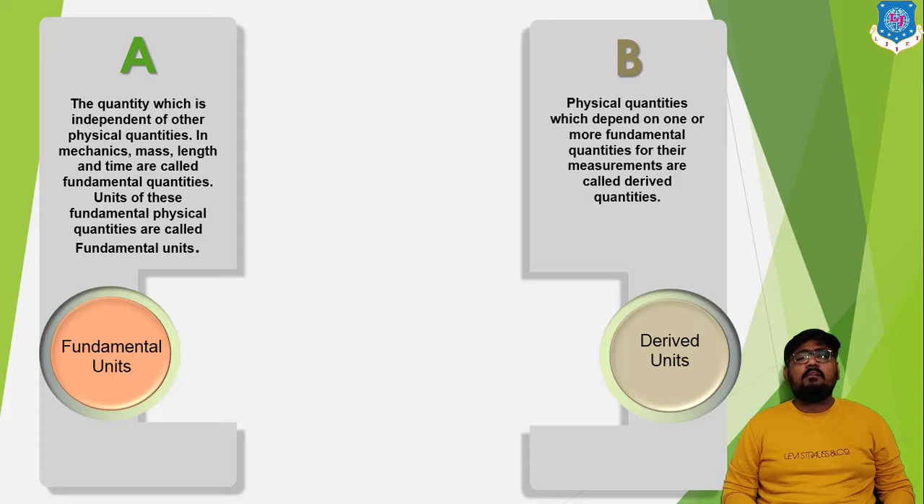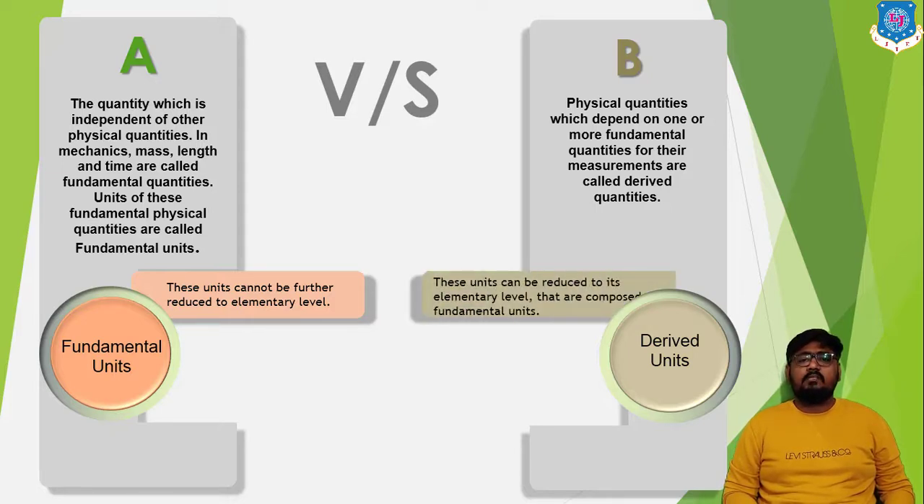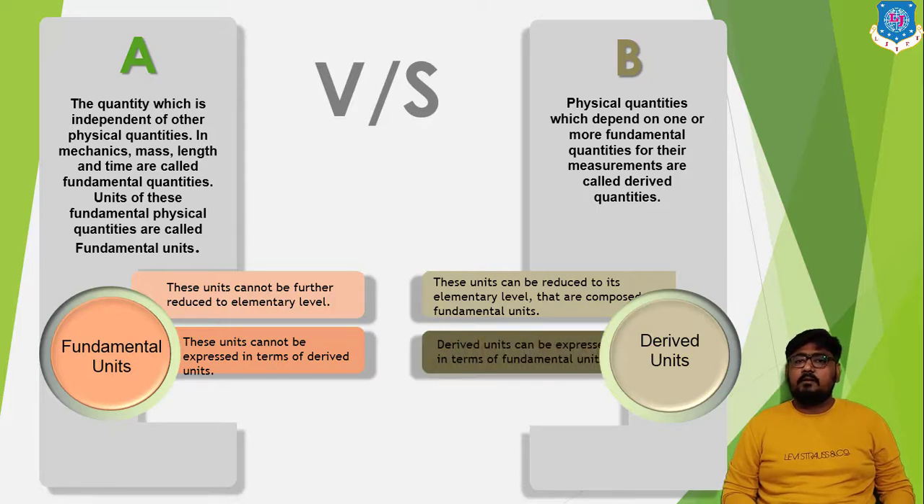Let us take a comparison between fundamental units and derived units. Fundamental units cannot be further reduced to an elementary level. If we talk about mass, there is no subpart. But if we talk about the newton, it can be written as kg meter per second squared, and for mass, only kg is there. So derived units can be reduced into elementary levels that are composed of fundamental units. Fundamental units cannot be expressed in terms of derived units. Furthermore, derived units can be expressed in terms of fundamental units.